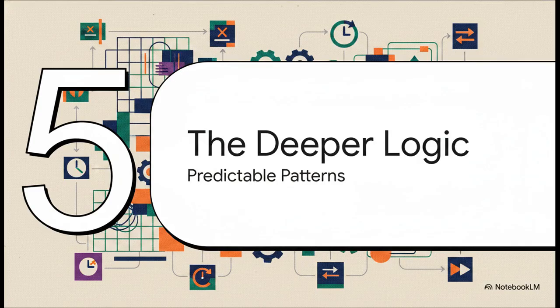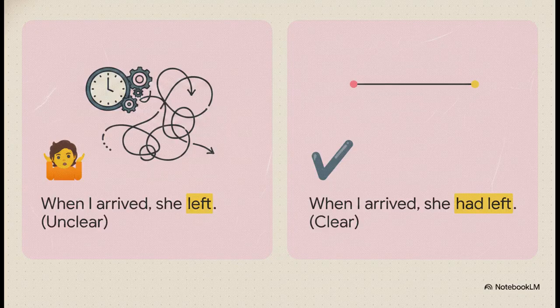Section 5. The deeper logic. So the crucial point here is how choosing the right tense completely changes the perspective and the clarity of sequence. Listen to this. When I arrived, she left. The order of events there is totally unclear. Like, did she leave because I arrived? Did it happen at the exact same moment? We don't really know. But compare that to using the past perfect. When I arrived, she had left. Instantly, boom, the timeline is crystal clear. She was already gone before I even got there.